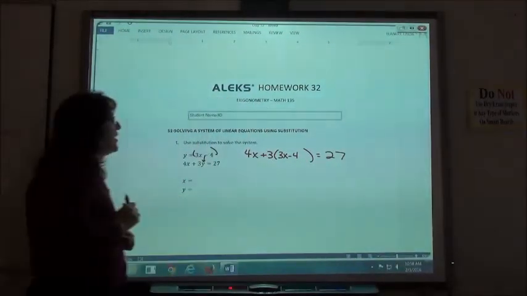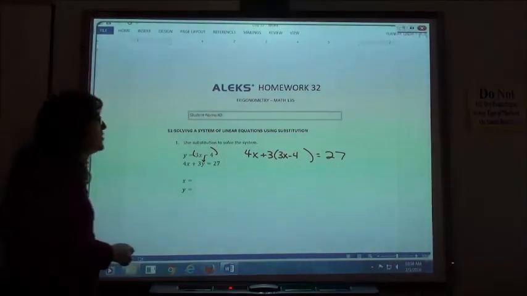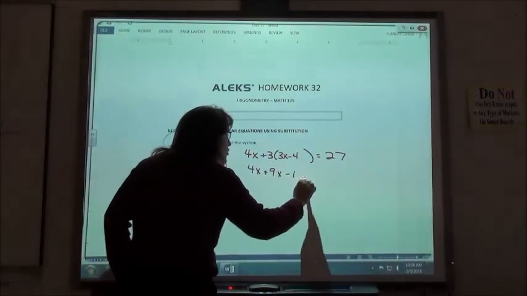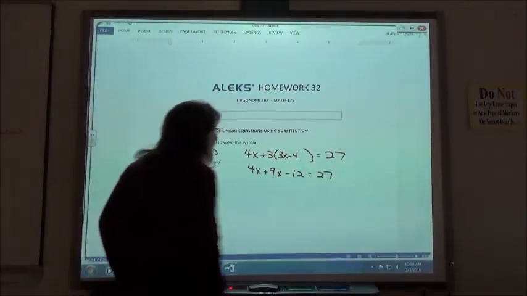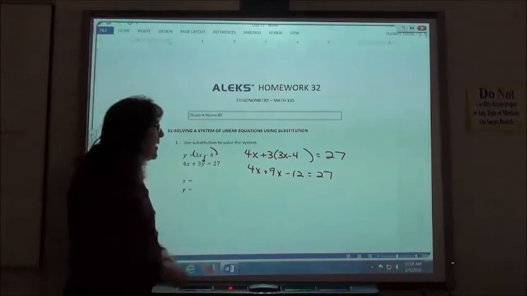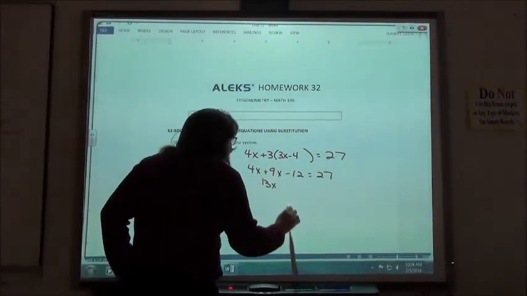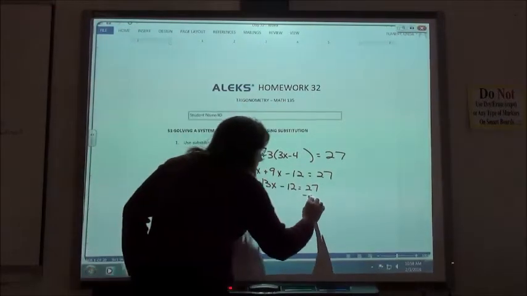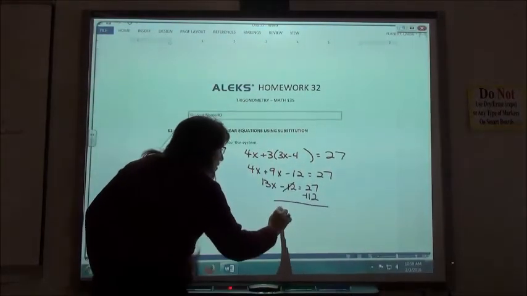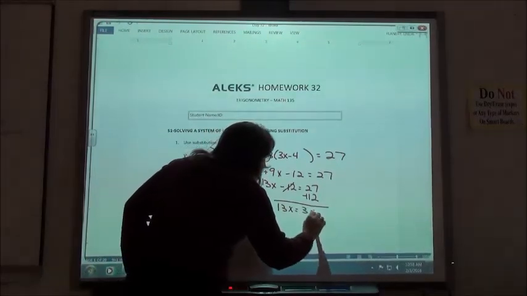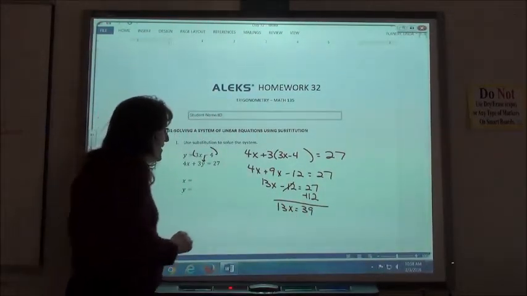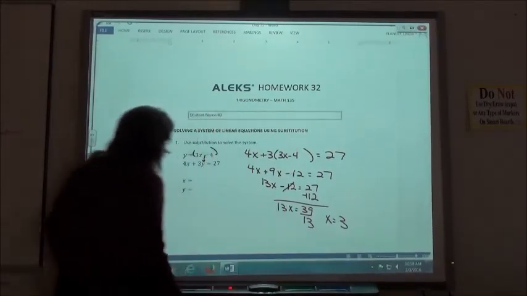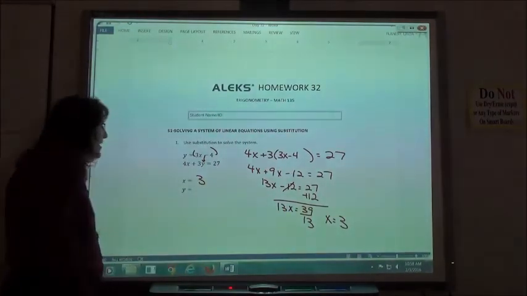Now I have an equation that just has one variable that I can go ahead and solve. So 4x plus 9x minus 12 would equal 27. Combining my like terms, 13x minus 12 equals 27. Adding my 12, 13x equals 39. And of course my last step, dividing by my 13, x equals 3. So I found one of my answers, x equals 3.